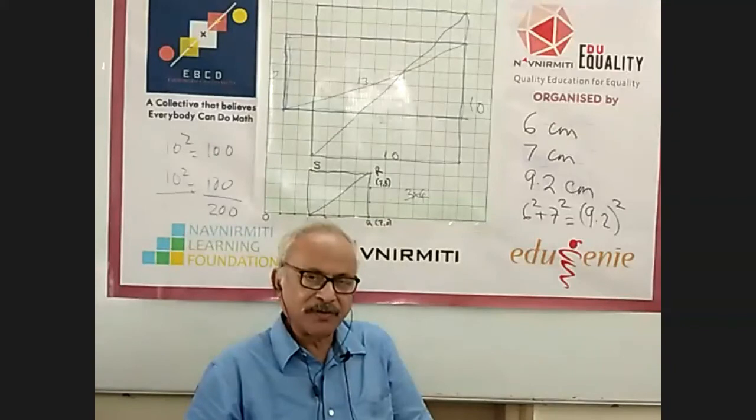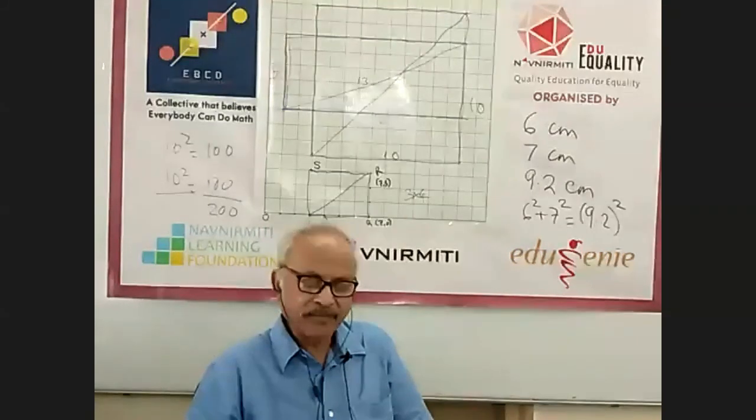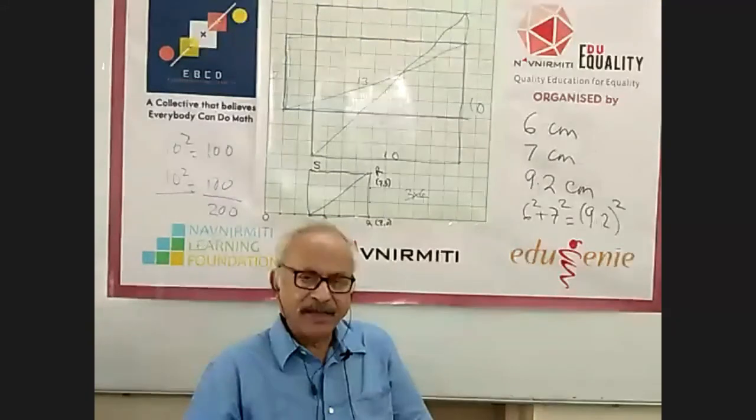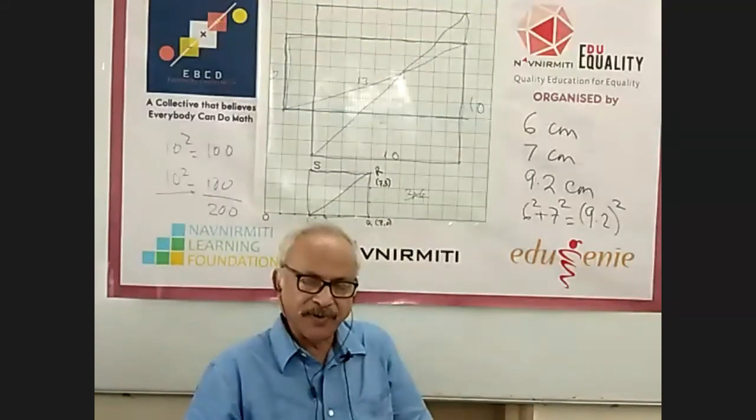And the last piece of homework, draw a rectangle with one side as 5, the other side as 12, and again verify that the square on the diagonal is equal to the sum of the squares of the sides of the rectangle.